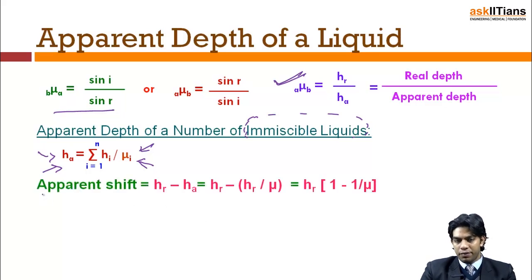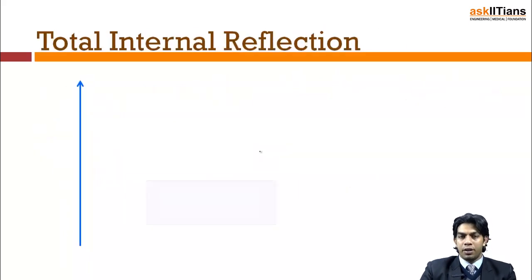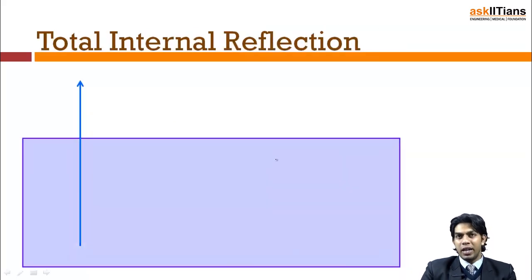So apparent shift, which is actually happening in reality, that is HR minus HA, is this. HR being the real depth multiplied by 1 minus 1 by mu will give me the apparent shift in the depth. Now comes the total internal reflection.